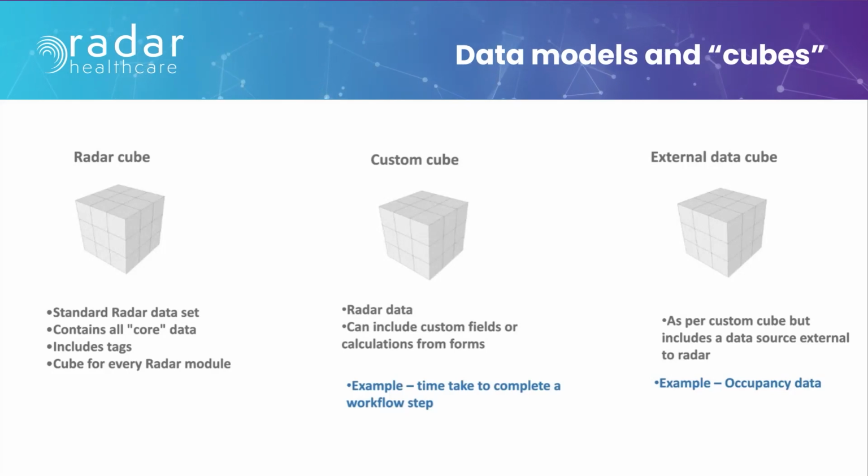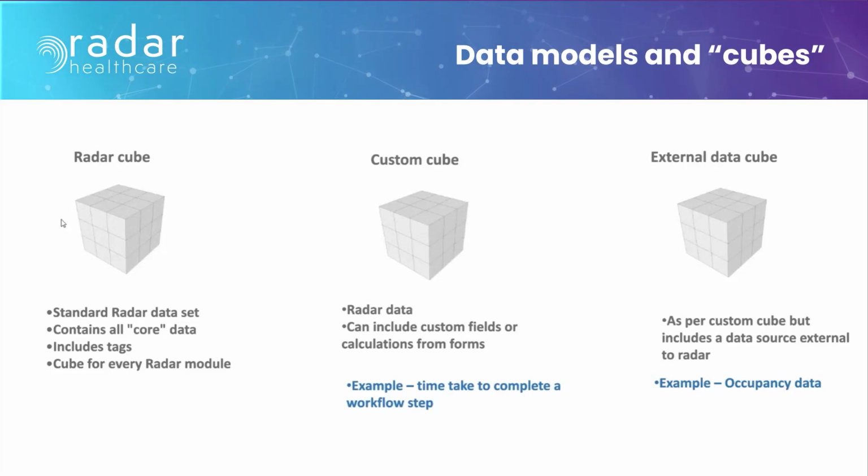So you'd be able to work out things like a deadline and how long it took you to complete a particular action. The last type of cube is basically where you would bring in data from sources external to Radar. A good example of this might be occupancy data. You may have a system somewhere that's capturing that occupancy data, and you might want to bring that into your custom cube so that you can benchmark the number of events you're having based on size. So maybe it's based on occupancy rate, bed days, staff, that type of thing.